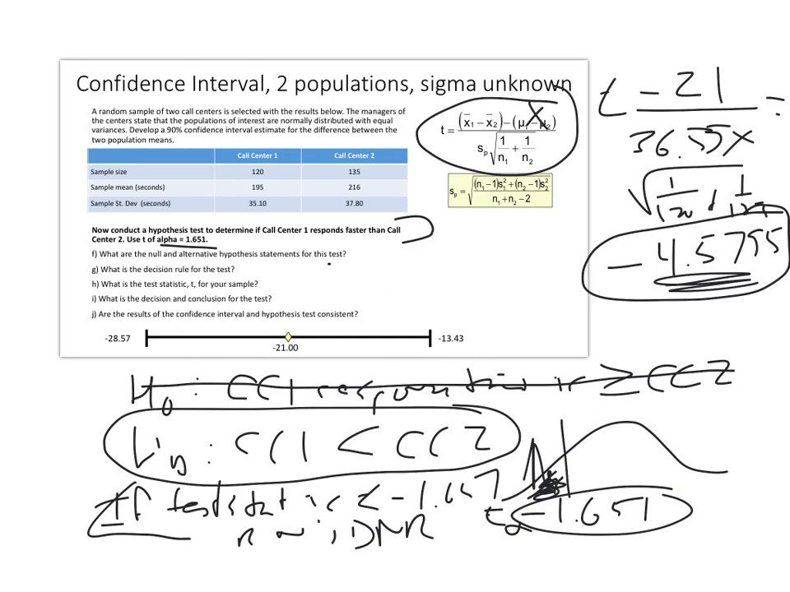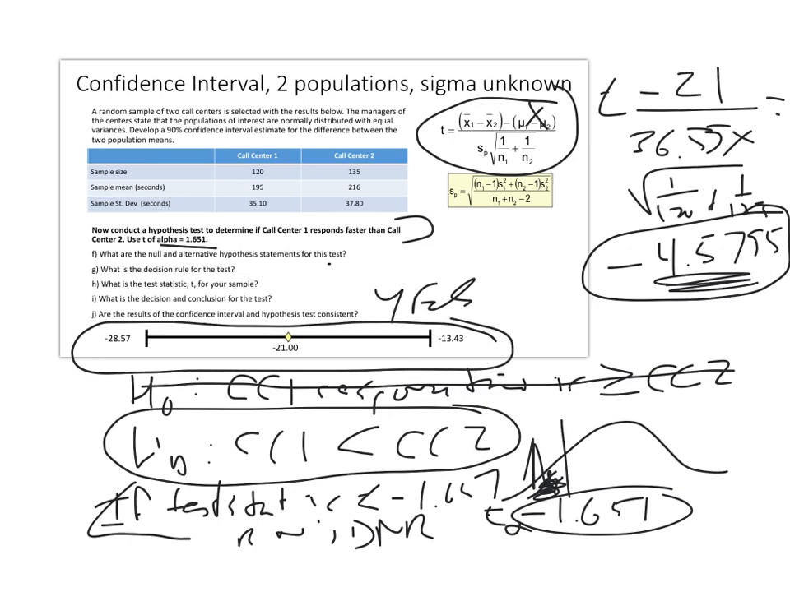Now the last one says, are the results of the confidence interval and the hypothesis test consistent? The answer to that is yes, they are consistent. If you recall, even with the margin of error, our confidence interval for the difference between the two call center response times was always less. So call center 1 is always less than call center 2. Likewise, this hypothesis test falls in the rejection region, and so those results are consistent.